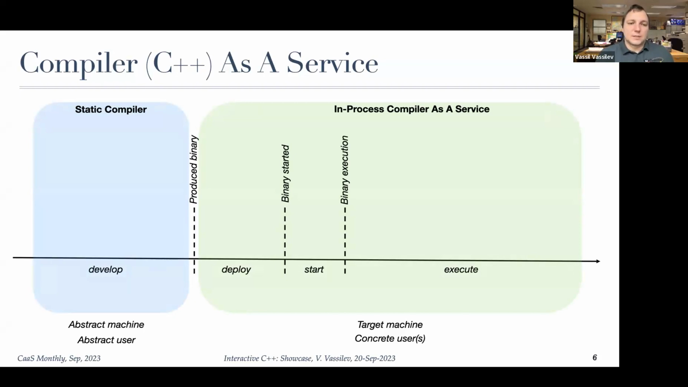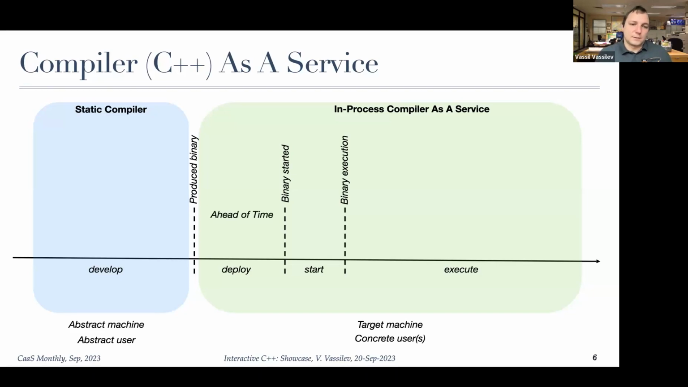But it misses quite a lot of opportunities. Whenever we deploy the binary, we know pretty much what the target machine is going to be. Whenever we start the binary, we know what kind of use cases we are going to have. And when we execute, we collect data from the user experience. Those are opportunities which we can use for further optimizations.